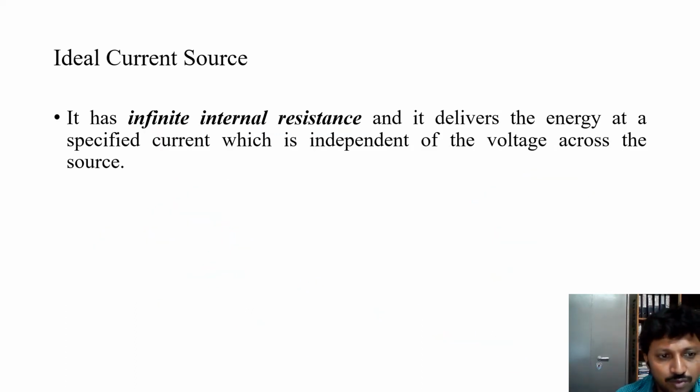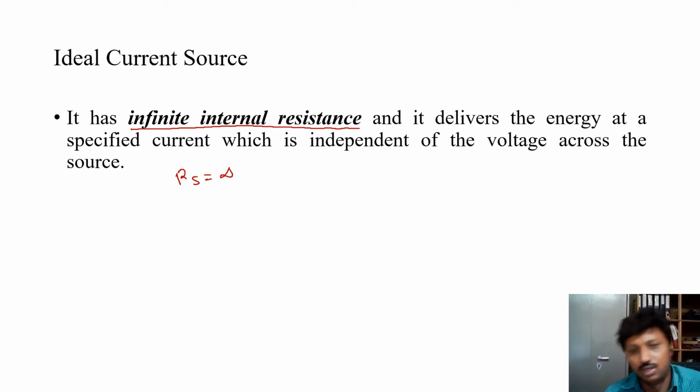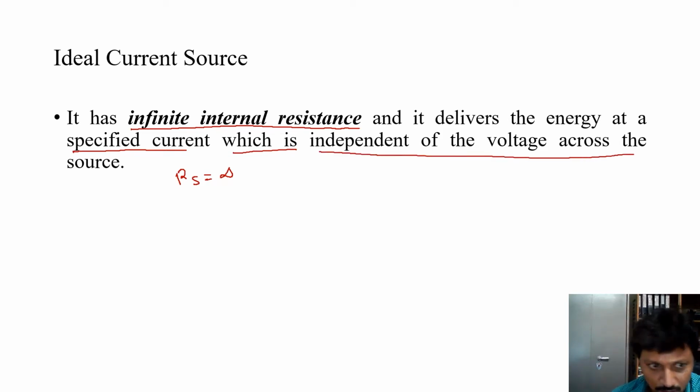So it has an infinite internal resistance. It means Rs is equal to infinity, and it delivers the energy at a specified current. I will tell you what is specified current. Next, which is independent of the voltage across the source. That I will explain. This we have to remember: independent of the voltage across the source.